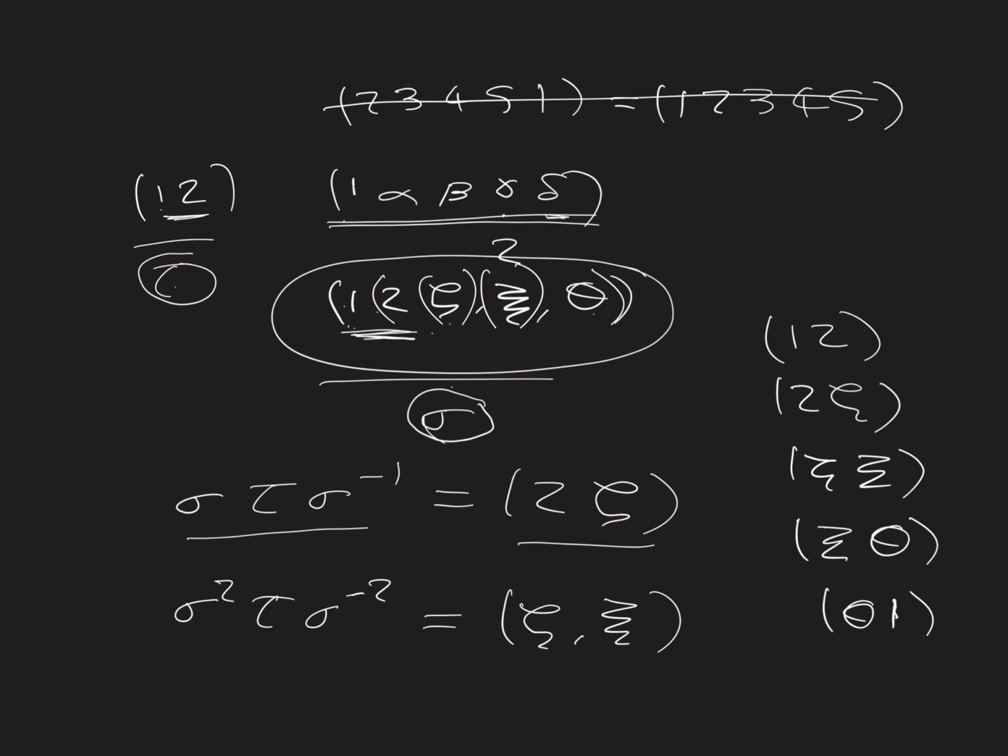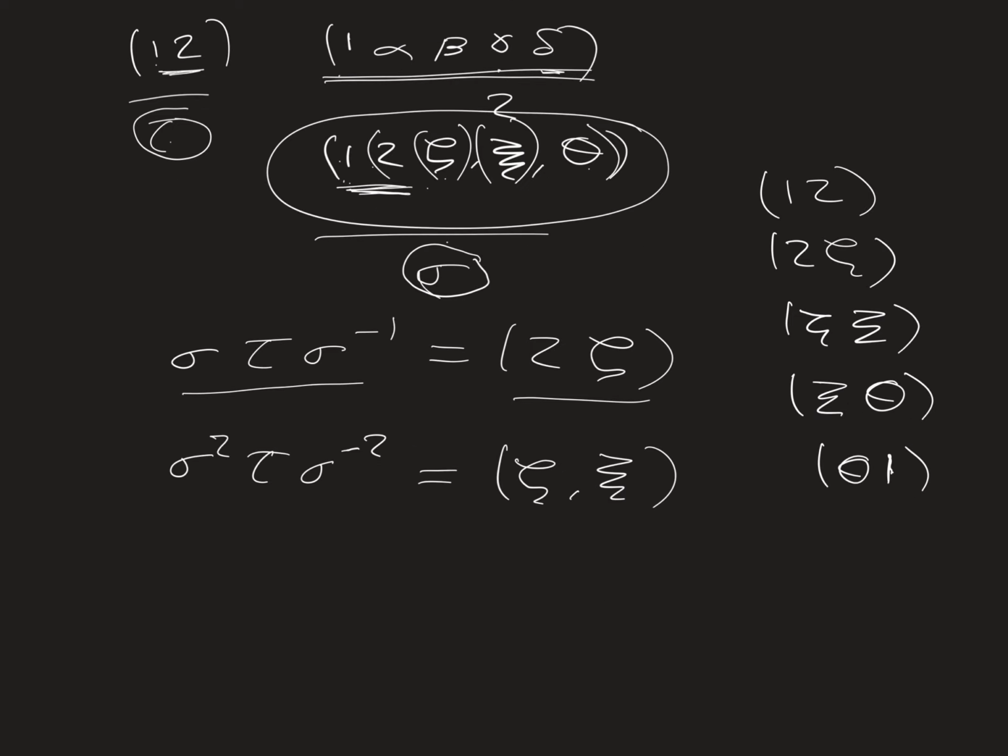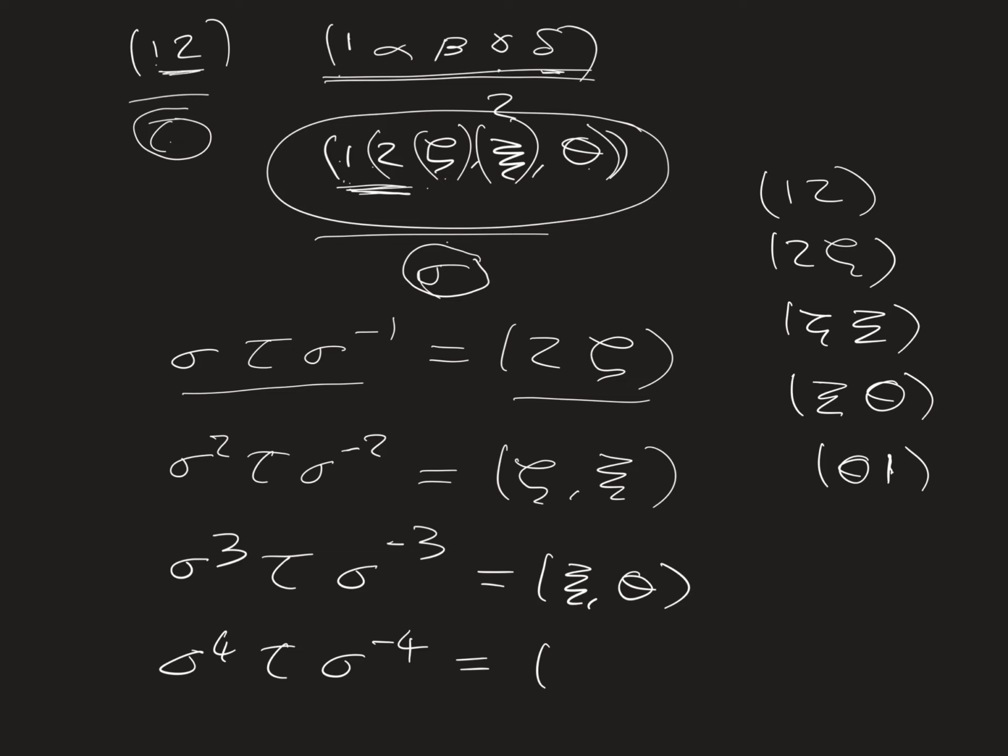All of these I'm going to be able to obtain by conjugating tau by powers of sigma. So this next one, xi theta, would be sigma cubed tau sigma to the negative 3. So that would be xi theta. And then sigma 4 tau, sigma to the negative 4, this would be theta 1.